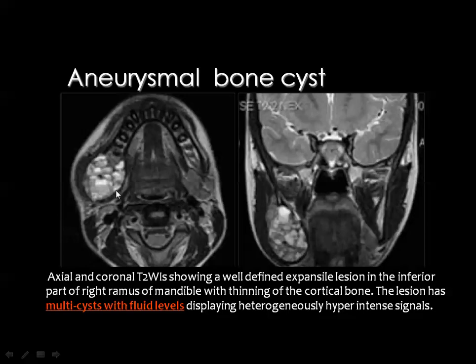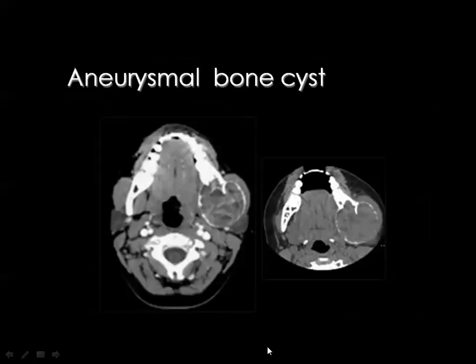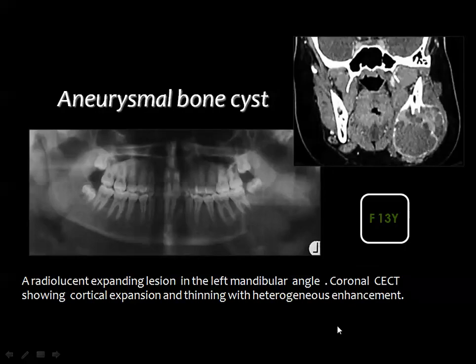This is also a good example of an aneurysmal bone cyst in the left mandible, and you can see sometimes there is internal loculation and multiple fluid levels. This is also a third example of a cystic lesion expanding the left side of the mandible and breaching the cortex. The CT scan showed mixed internal densities and internal loculations, suggesting the possibility of an aneurysmal bone cyst.